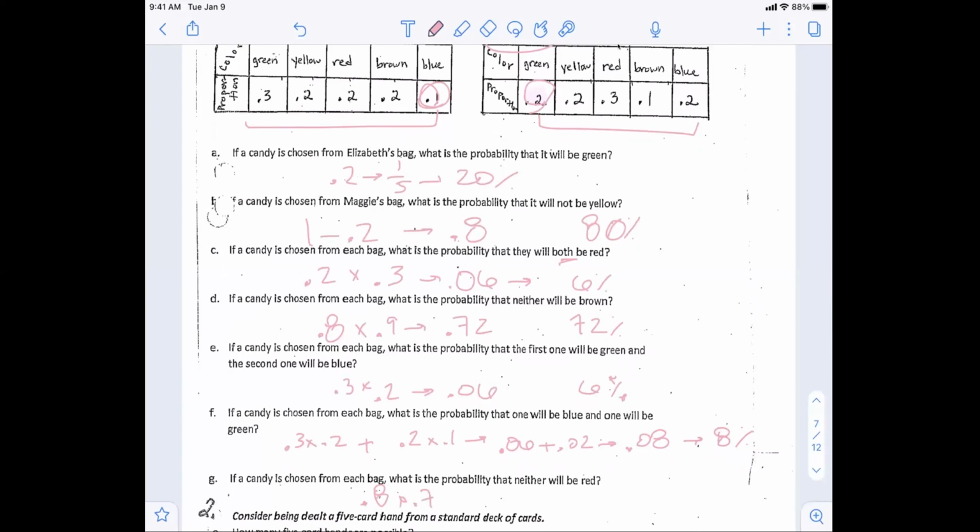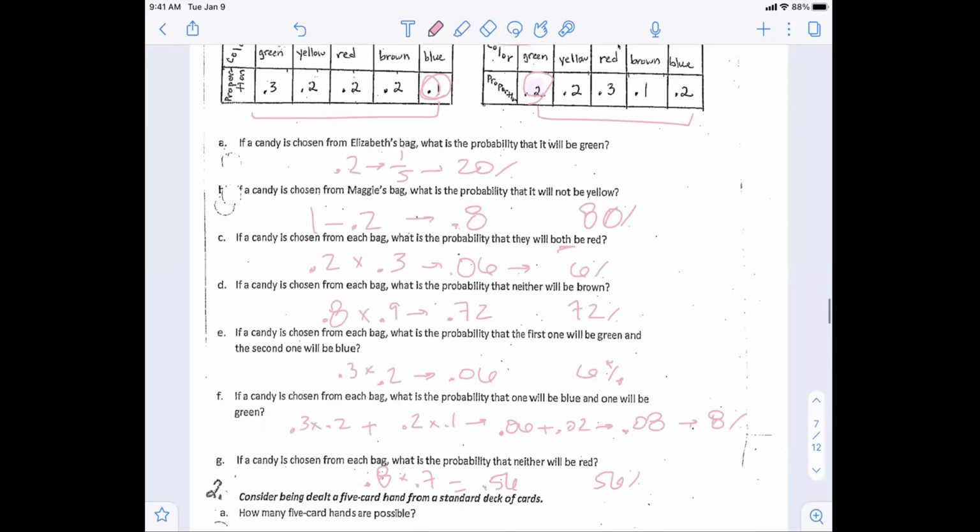Any questions on how Hadley knows those? Okay. Which is 0.56, which is 56%. All right, that's all for that type of problem. I think that's pretty simple. Any questions yet?